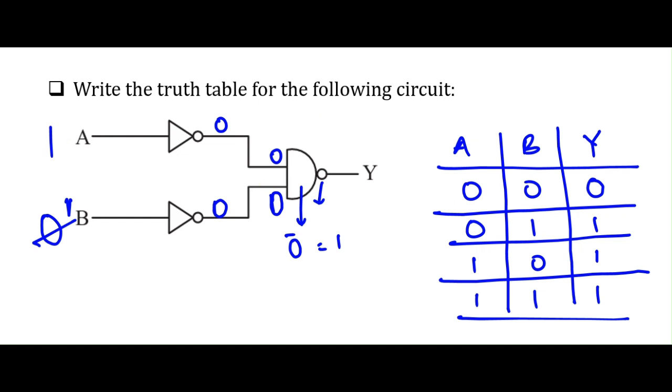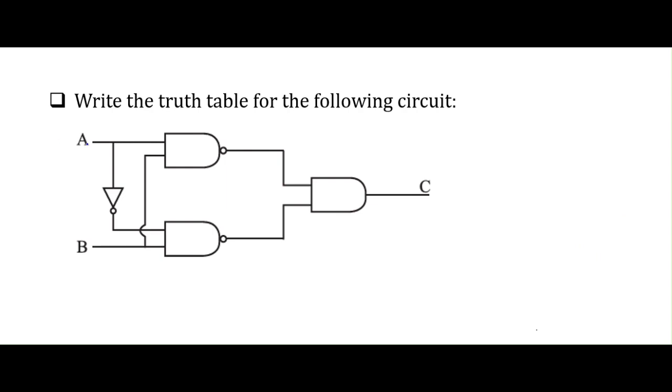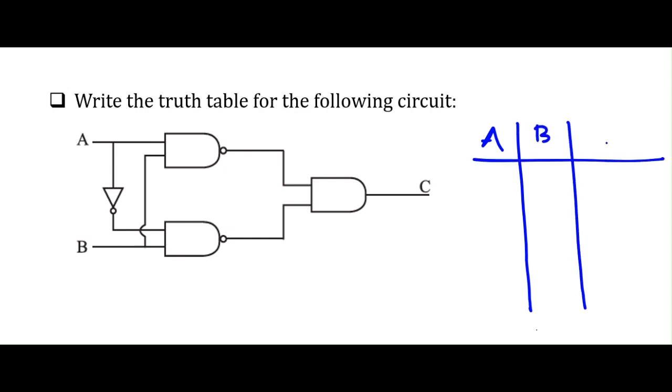Let's try one more example. Here we have a circuit which is a combination of NAND gate, NOT gate, and AND gate. So how can the truth table be written for this circuit? We can start giving inputs in the same manner, and we can check what will be the output. So for the first combination 0 0, here we can put 0, here also 0.